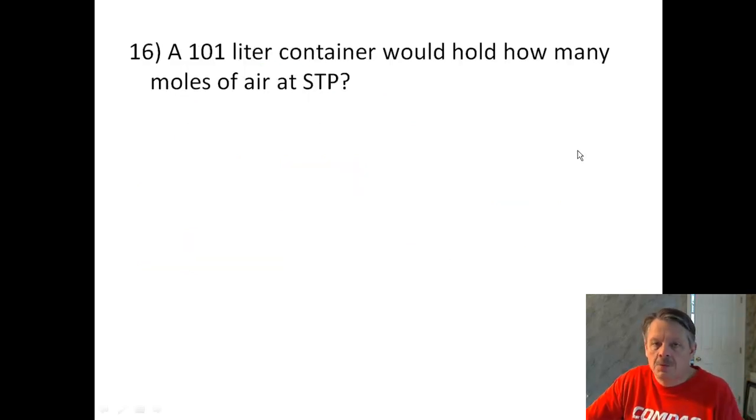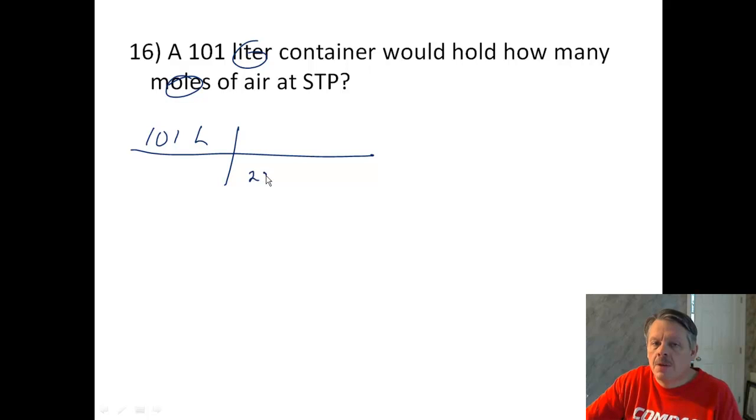All right, number 16. We have liters, we have moles, piece of cake. 101 liters divided by 22.4 liters in 1 mole, and we get 4.51 moles.